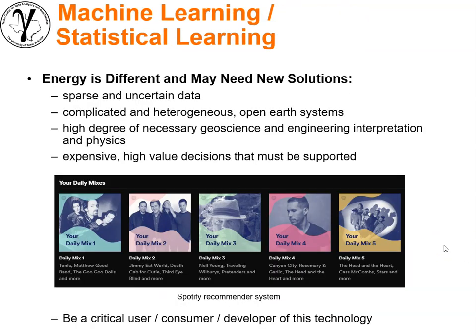Always remember that energy is different, as are many of the subsurface fields, not even just energy. We're talking about water and mining and geothermal, or anything to do with the subsurface is going to be dramatically different than many of the other types of problems that people use data analytics and machine learning for. And so we need new solutions. We deal with fundamentally sparse, uncertain data sets. We have very complicated, heterogeneous, open Earth systems.